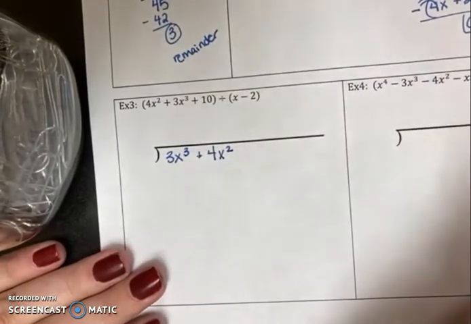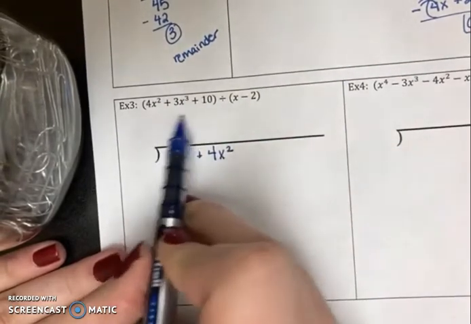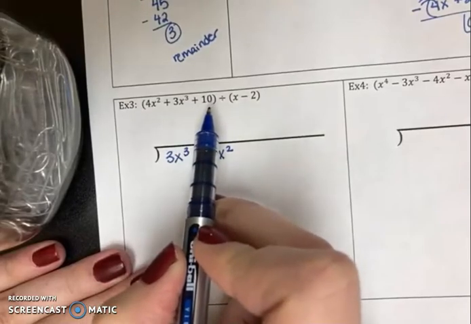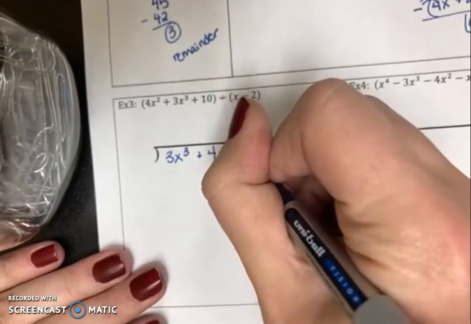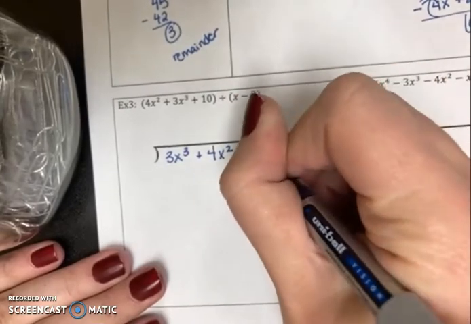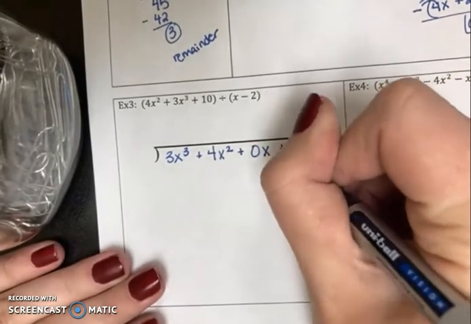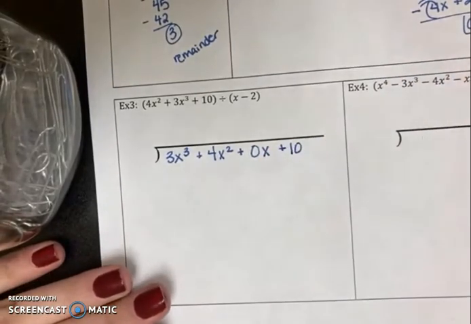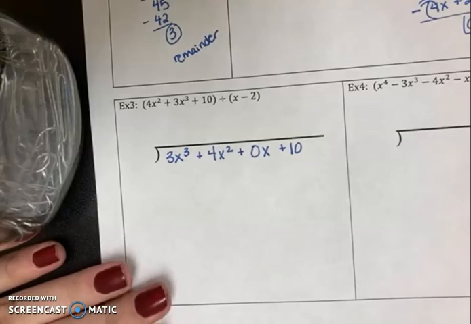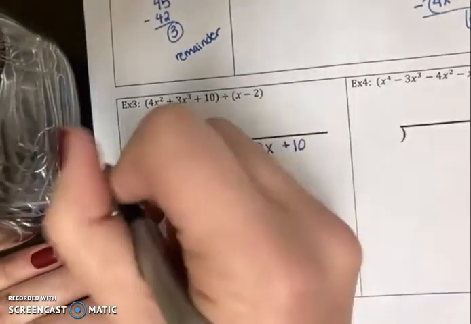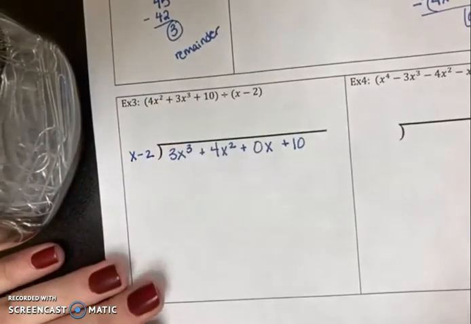4x squared. And when I look at this, I don't have any x's, but I do have a number 10. So I'm going to have to put a placeholder for the x term, so plus 0x, and then the 10 would follow that. You'll see why placeholders are important as we divide the problem. My divisor is x minus 2, so that needs to go on the outside.